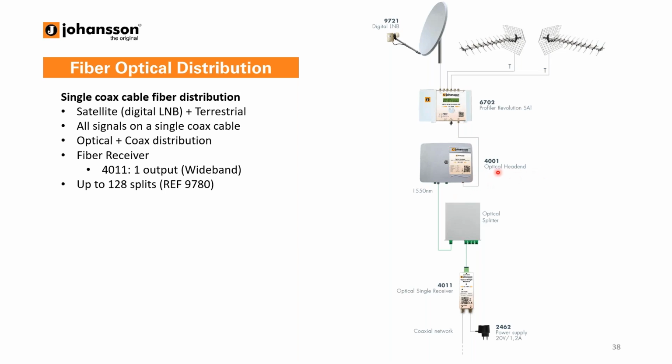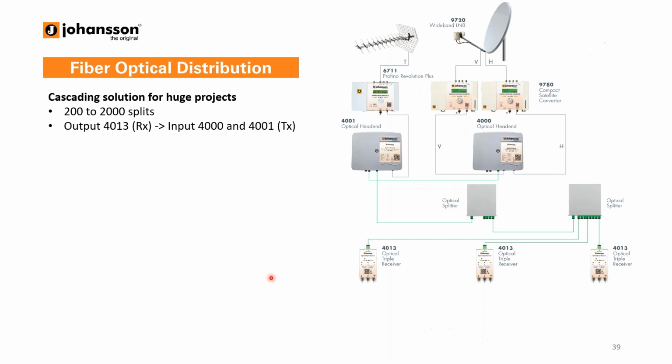And this you can feed into the 4001 optical headend, which then will be distributed to your optical receivers, and from your optical receivers you can basically continue your distribution over coax. So that's a fourth use case we want to present. And the last one is in case you have huge projects way beyond the 128 splits. It's also possible with our products.